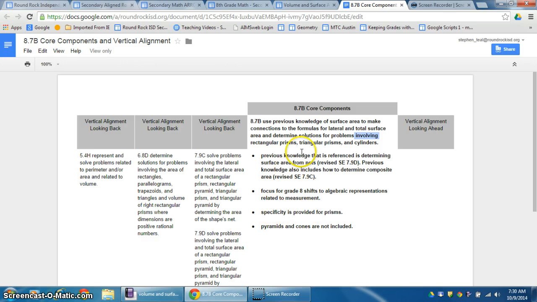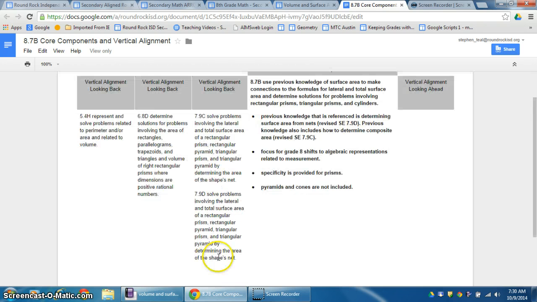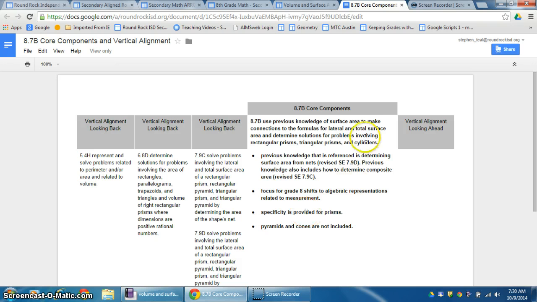The great part about this TEK, like the other one, is we have very specific shapes mentioned: rectangular prisms, triangular prisms, and cylinders. I want to point out that the background knowledge from 7th grade included rectangular prisms and triangular prisms, but it did not include cylinders. So you'll want to make that connection.